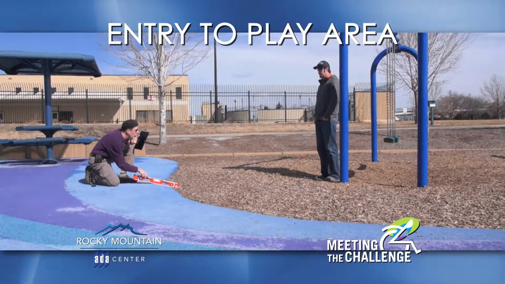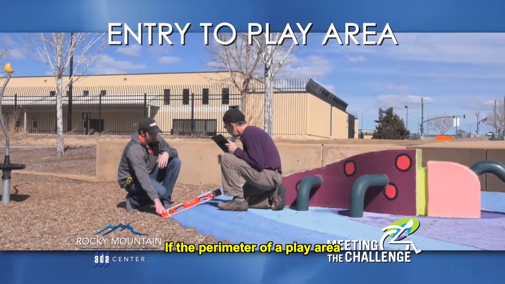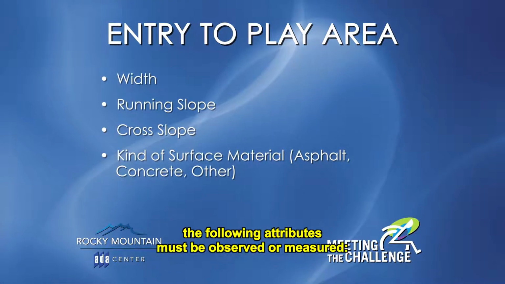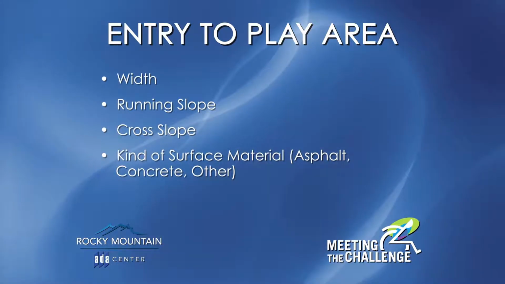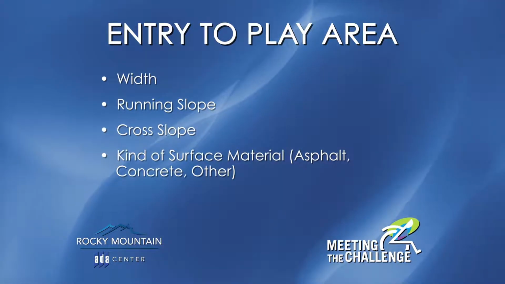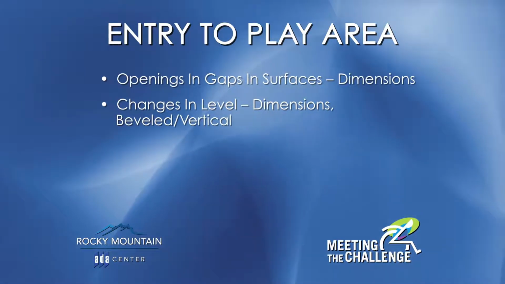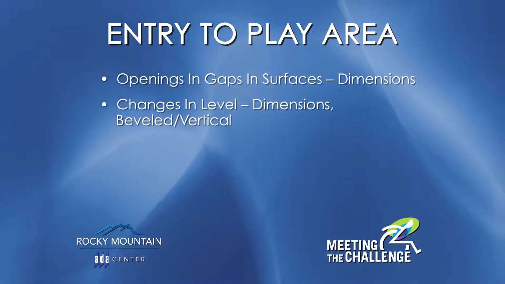Entry to play area. If the perimeter of a play area has a sloped entry or curb cut, the following attributes must be observed or measured: width, running slope, cross slope, kind of surface material, openings or gaps in surfaces, changes in level.